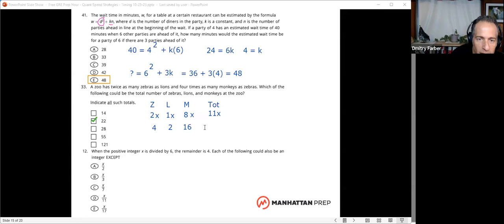So what I might need to recognize at some point is that, oh, this is going to be a multiple of 11, and that's where totaling the ratio can be very helpful. The number of animals just has to be a multiple of 11. If I have 1 lion, I have 11 total animals. If I have 2 lions, I have 22. If I have 3 lions, I have 33. So the answer is basically 11 times the number of lions. So with that in mind, I want multiples of 11.